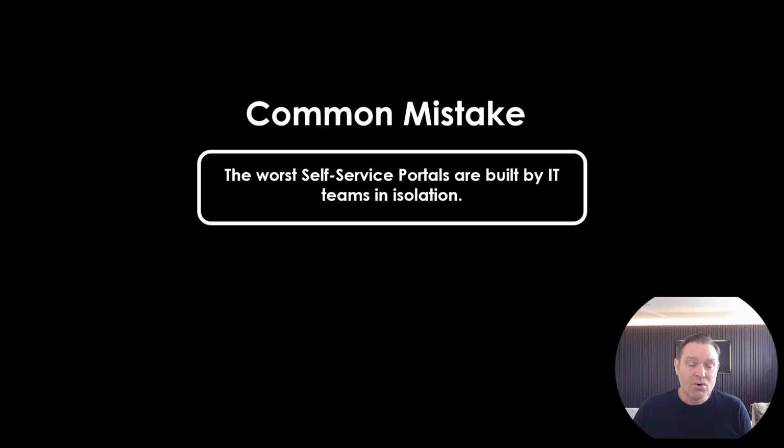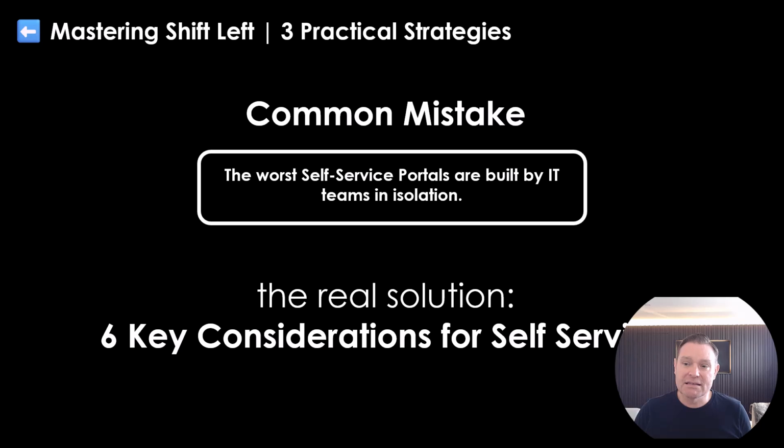The language is technical, the categories are confusing, and when a user finally selects something, they're forced to scroll through endless fields of irrelevant options, making the experience frustrating, slow, and often abandoned. So the way in which you overcome this is you really need to consider the 6 key considerations for self-service. And I'm just going to quickly walk you through what they are.